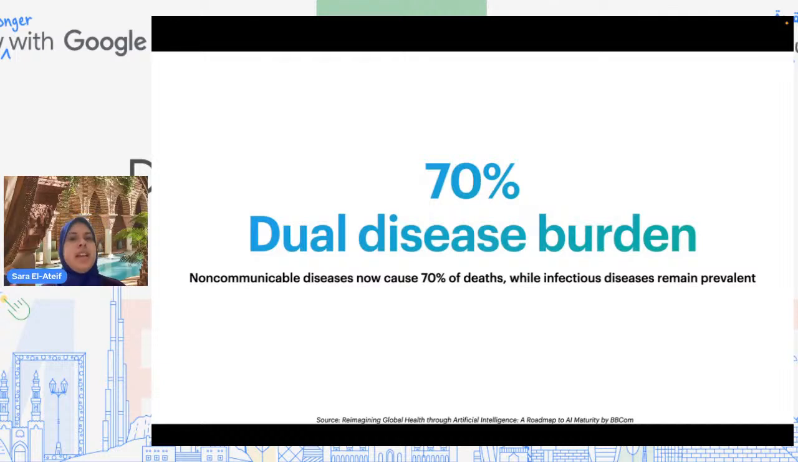So, apart from that, we have what we call non communicable diseases that now cause 70% of deaths. What we mean by non communicable diseases are diseases that are not like COVID-19. COVID-19 is communicable, so it can be transmitted from one human to another. But for example, diabetes is not transmittable. If you have diabetes, you can't really transmit it to someone else.